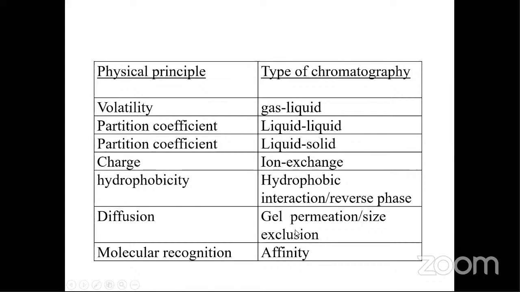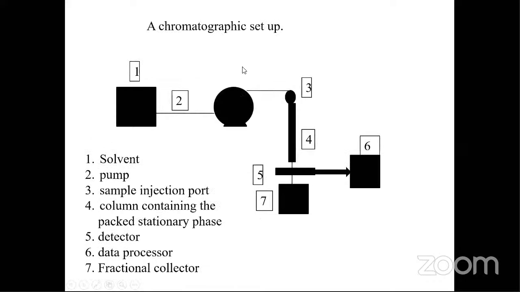Okay, so different types of chromatographies are possible. And this is a typical chromatographic setup. We have the packed column here. The sample is injected here. The solvent system flows in and the separation takes place. Then we have the detector, like your mass spectrometer or MS-MS and so on.